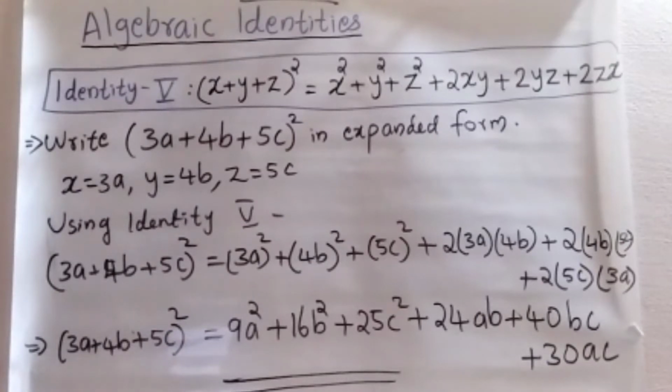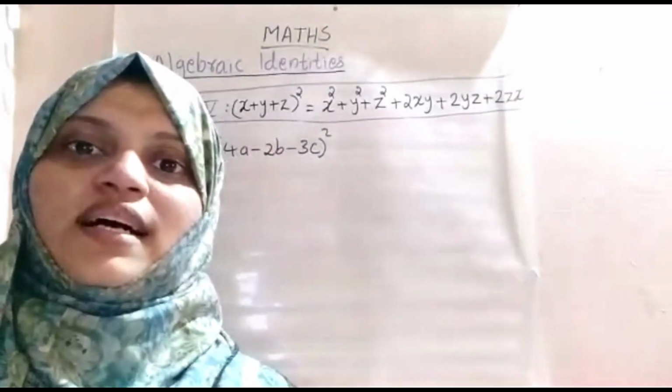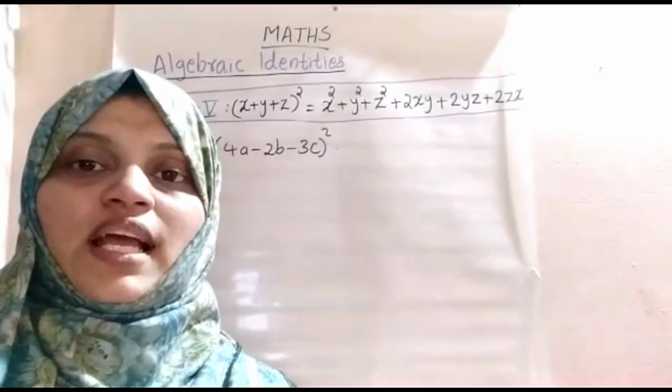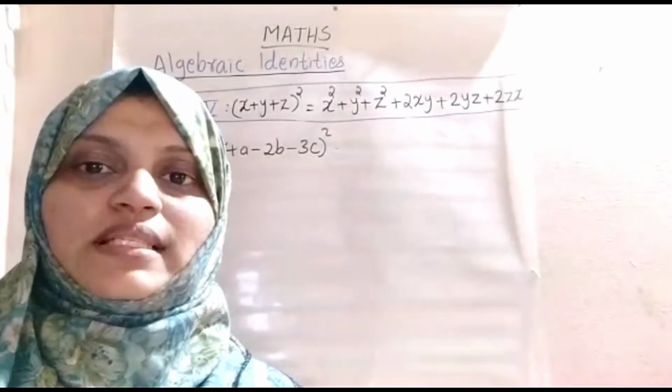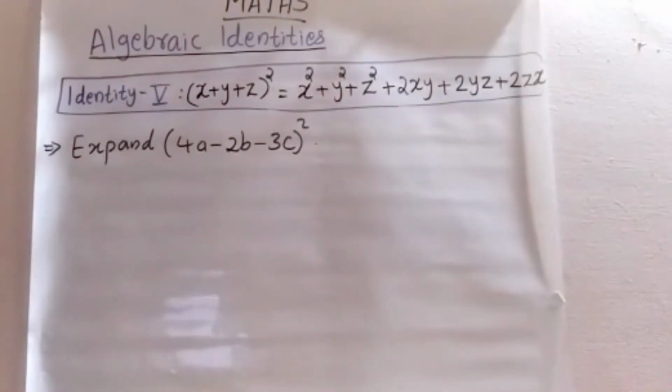Clear? So let's go to our next problem. Okay, dear students, let's discuss our second question. I will read the question, all of you please listen here. Expand (4a - 2b - 3c) whole square.